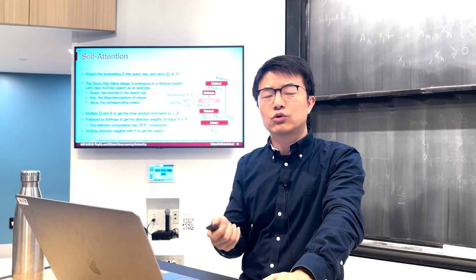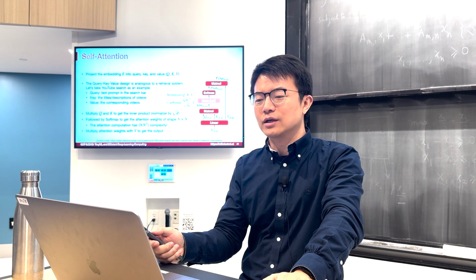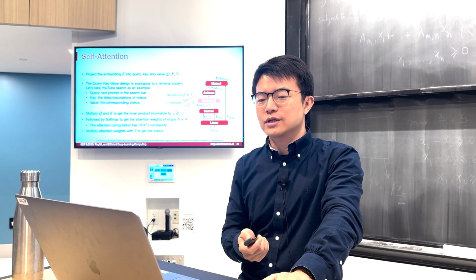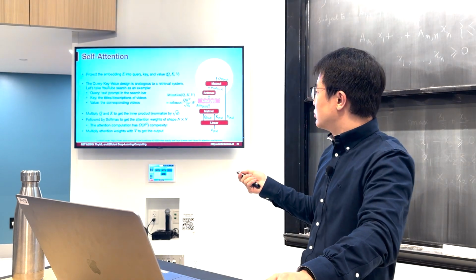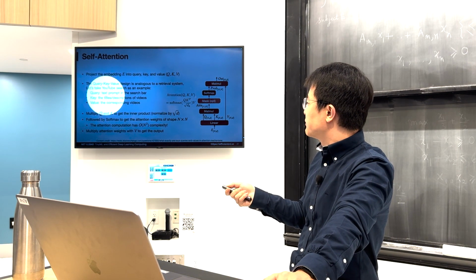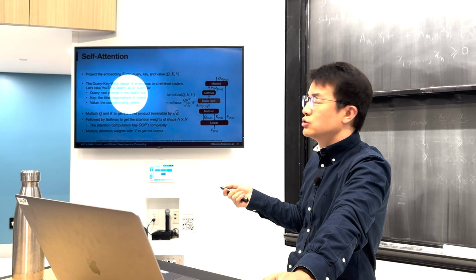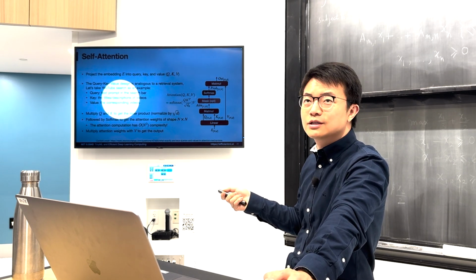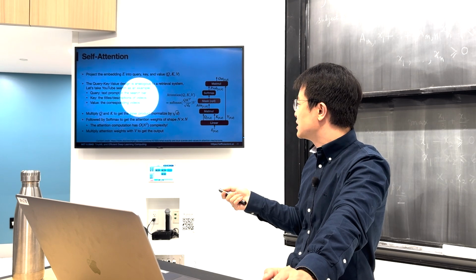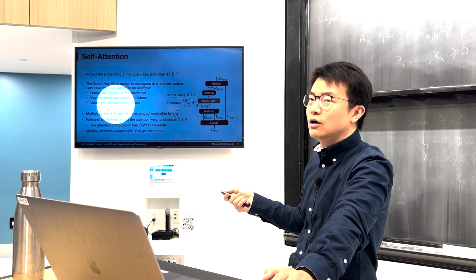The query key value design is very analogous to a retrieval system. Just take a YouTube search as an example. The query is basically like the text prompt in the search bar, which you are trying to search. The key is basically the title and the descriptions of any content, say video in this case. And the value is the corresponding video.